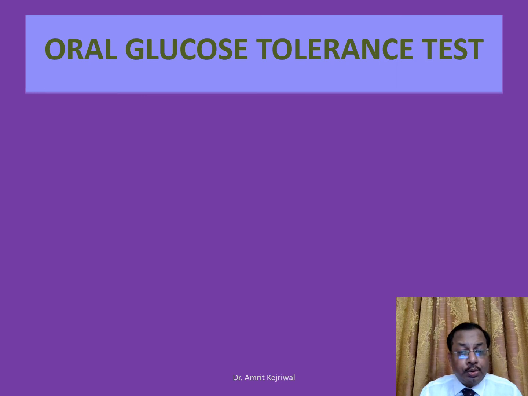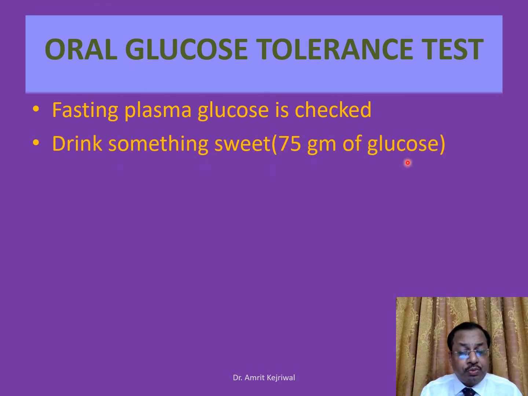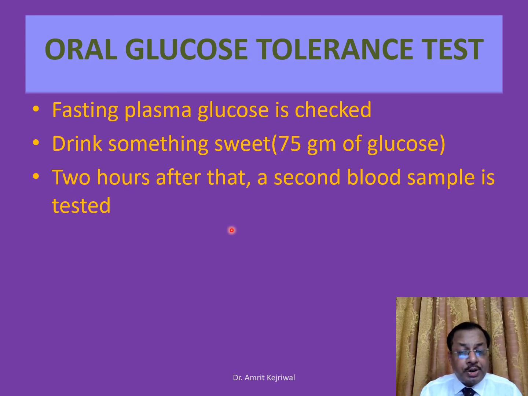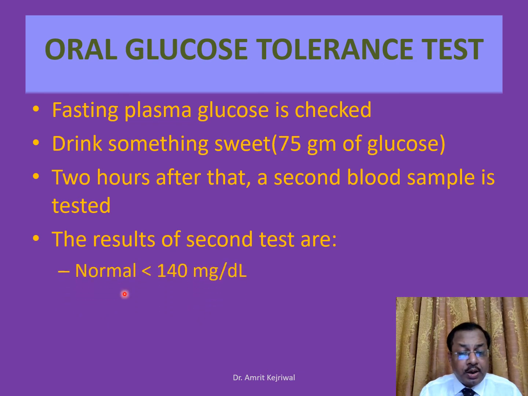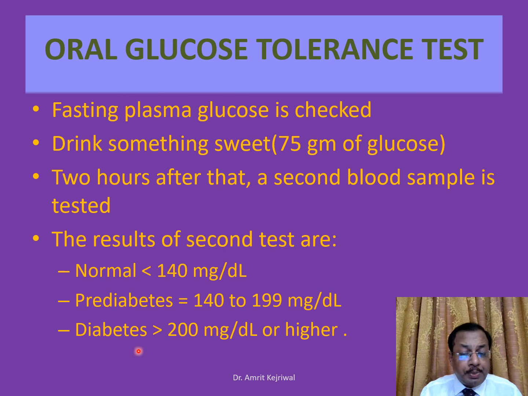Again, another test is the oral glucose tolerance test. First the fasting blood sugar is checked. Drink something sweet, usually 75 grams of glucose. And then 2 hours after that, a second blood sample is tested. The results of the second test are interpreted. Normal is less than 140, so you're not a diabetic at all. If it is between 140 to 199, you're a pre-diabetic. Again, you have to do all the lifestyle modifications, which I've already mentioned. And you're a diabetic if the sugar is 200 milligrams per deciliter or higher.